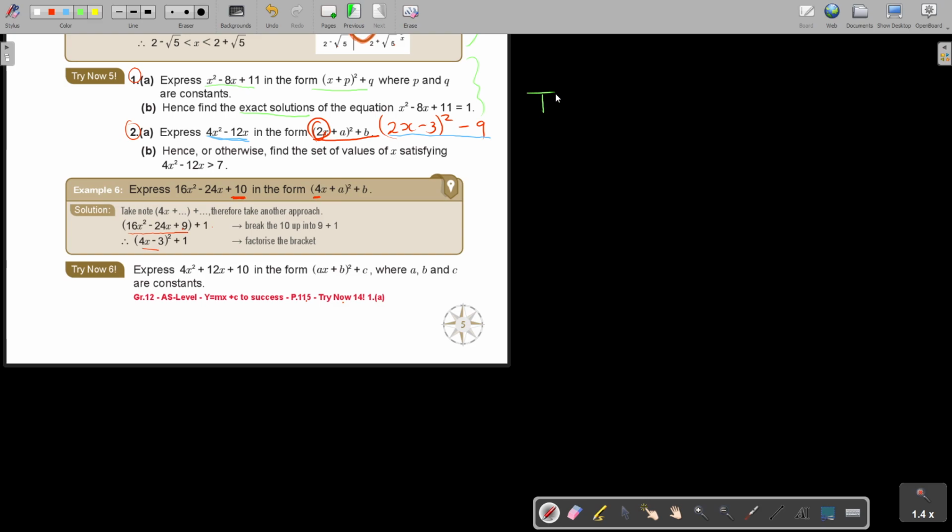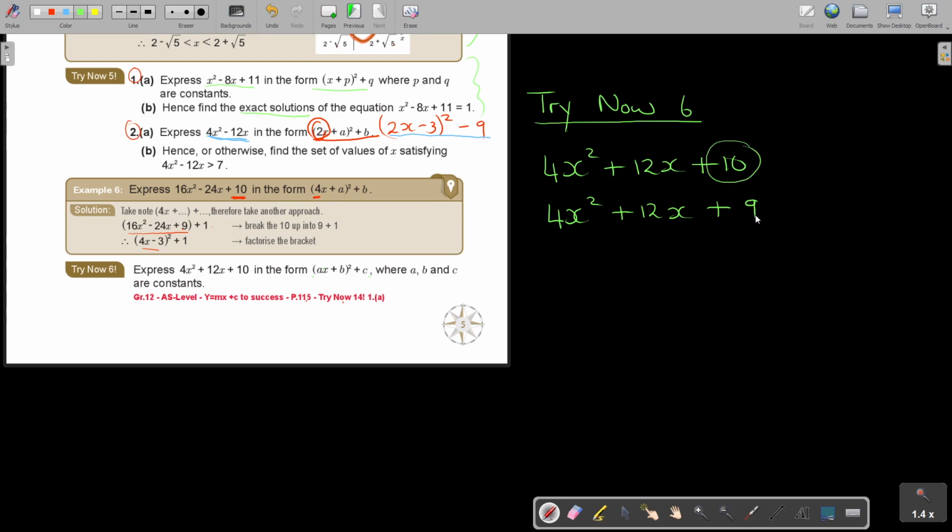So this is Try Now 6. So this is going to be 4x squared plus 12x plus 10. And I see that they want it in (ax plus b) squared plus c. Okay, so I already get the feeling that there must be something in front of the x. But if I break it up again like that, let's try to create a perfect square by just breaking up this number. And coincidentally, it's also now 9 plus 1.